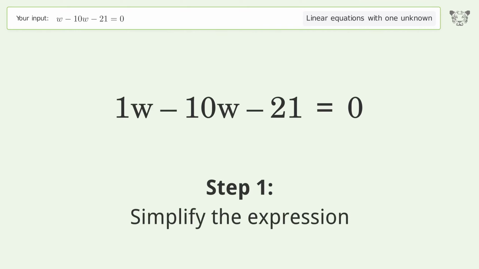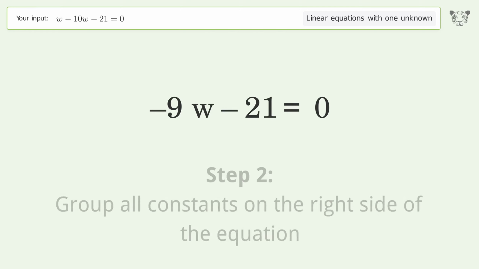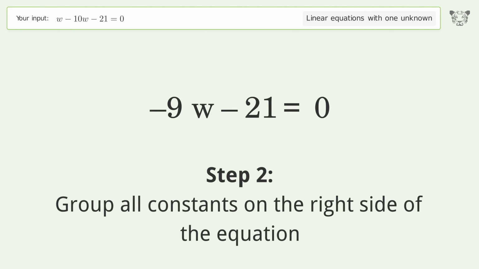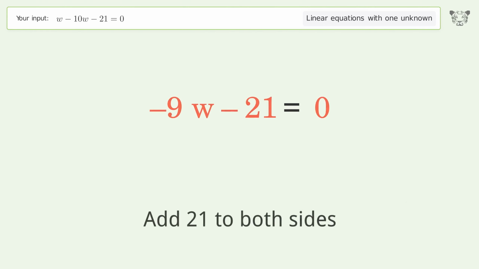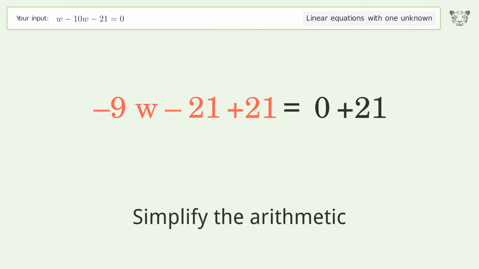Simplify the expression. Simplify the arithmetic. Group all constants on the right side of the equation. Add 21 to both sides. Simplify the arithmetic.